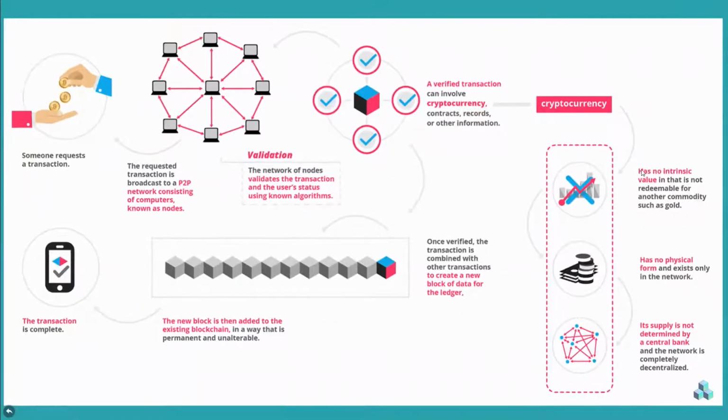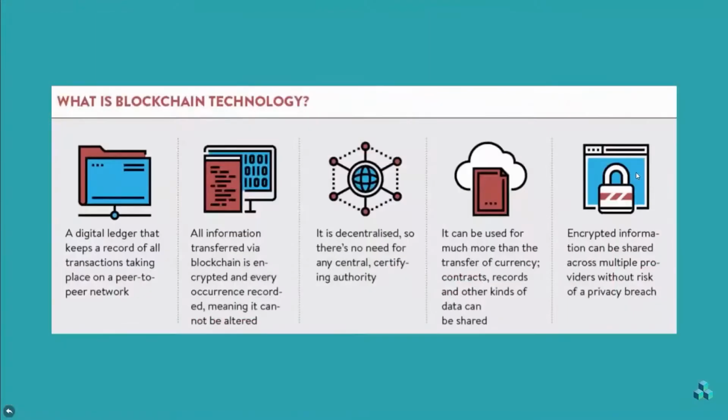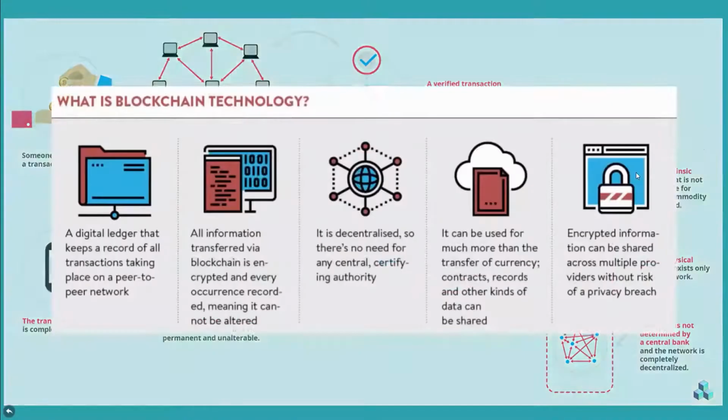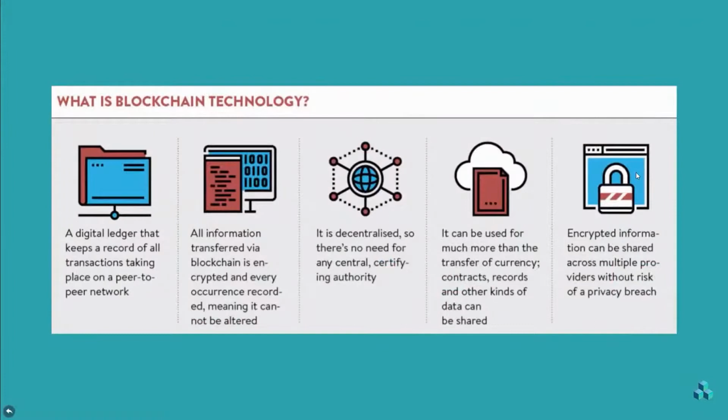All right, so this is the whole idea of the blockchain. Transactions are there, transactions are validated, it gets stored on the blockchain. All right, so what is the blockchain technology? It's a digital ledger which keeps a record of all the transactions taking place on a peer-to-peer network. All information is transferred by a blockchain and encrypted, and every occurrence is recorded, meaning that it cannot be altered. So every transaction on the blockchain is stored into cryptographic hashes.